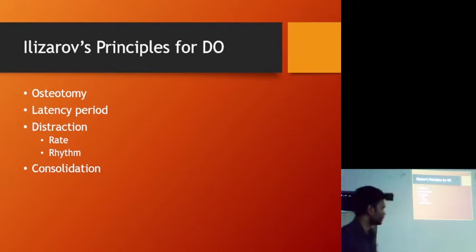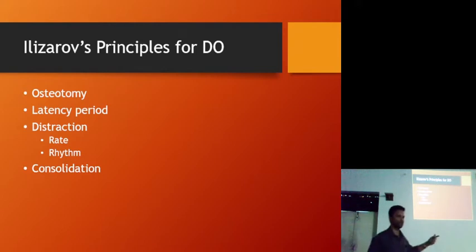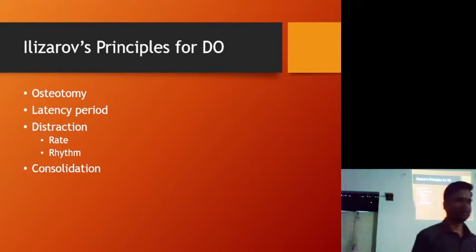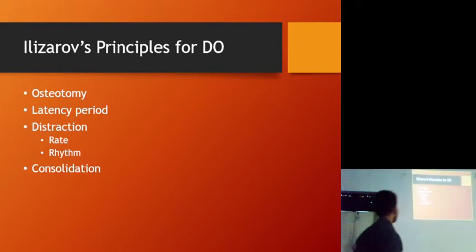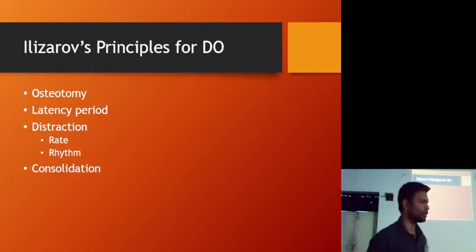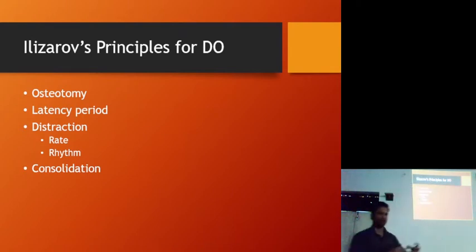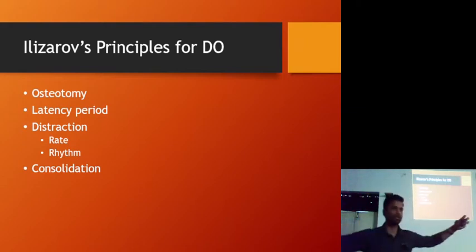Okay. We cut the bone with minimal periosteal stripping. Then we wait for a few days. Then once the latency period is over, we start with the distraction process. Distraction process means there are two things. One is the rate of distraction. Rate of distraction means the amount of movement of the segments, the amount of movement of the segment that occurs in one day. Okay, एक दिन में हम कितना pull कर रहे हैं.